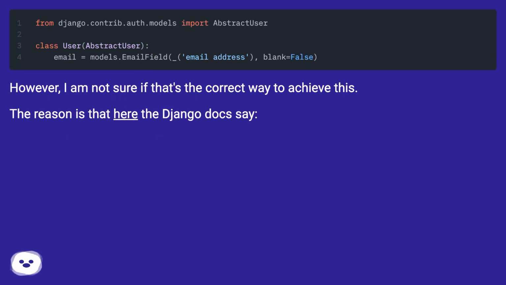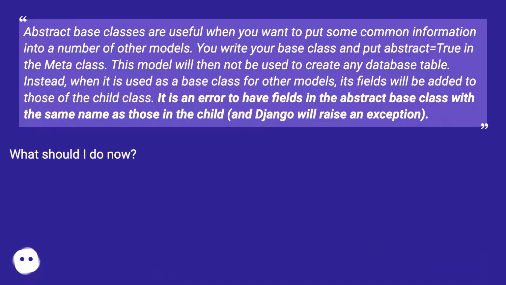However, I am not sure if that's the correct way to achieve this. The reason is that here the Django docs say, abstract base classes are useful when you want to put some common information into a number of other models. You write your base class and put abstract equals true in the meta class. This model will then not be used to create any database table.